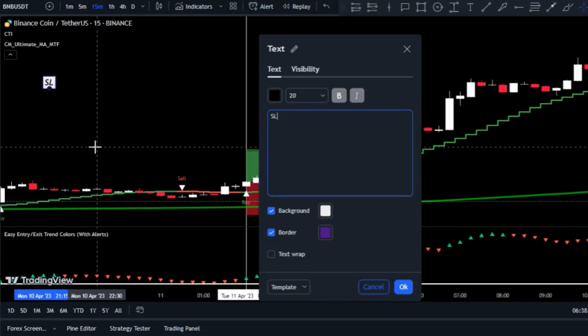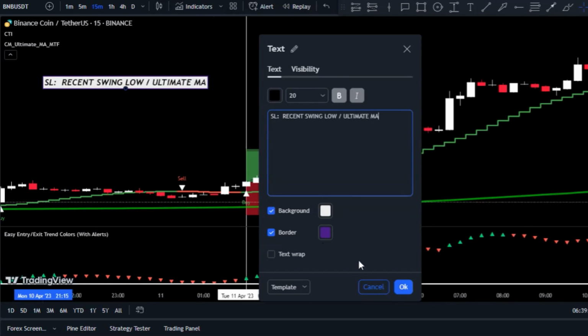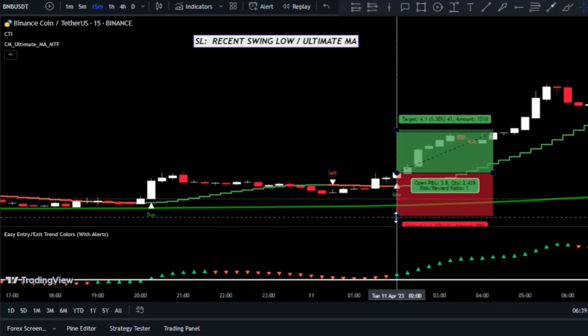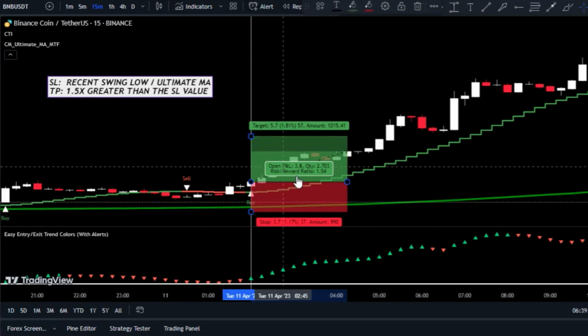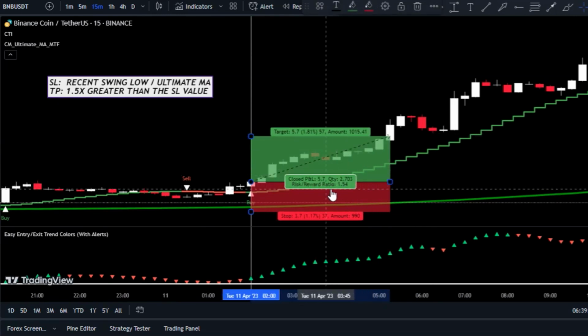And to limit the amount of loss, you've got to define a stop loss for the trade, for which you can use the recent swing low or the Ultimate Moving Average line. And for exiting the trade, you also need a strict rule. My recommendation for exiting in a scalping method is to set the target 1.5 times greater than the stop loss value.